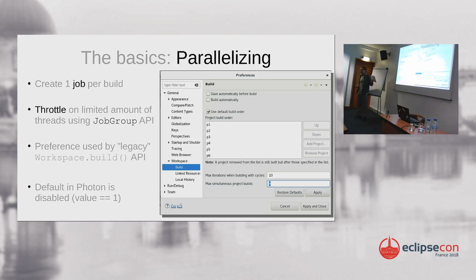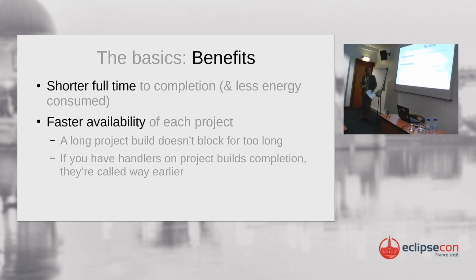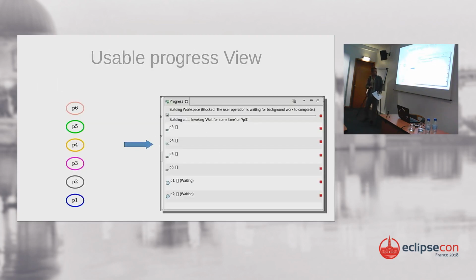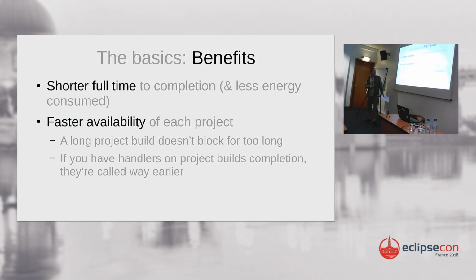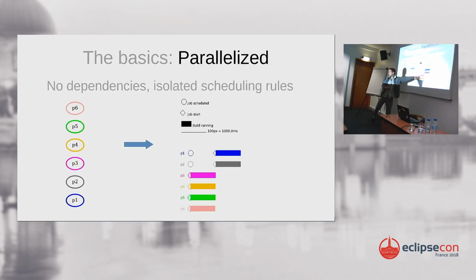And the preference that's configured here is used by the legacy workspace.build API. So there is no need to use another entry point to take advantage of parallel builds. You just have to change the preference. And as I said, the default value in Photon is 1. And here you see exactly what I showed earlier, that because of this throttling on 4 threads, you see 4 builds running and 2 waiting, okay? That brings us to this graph.